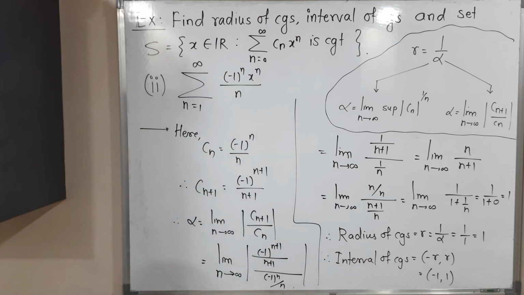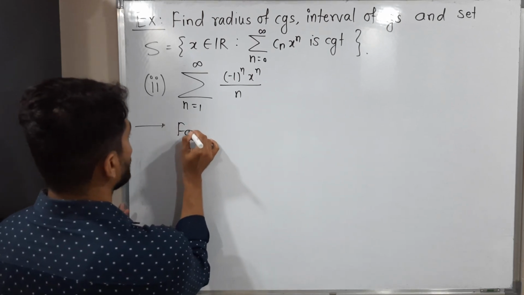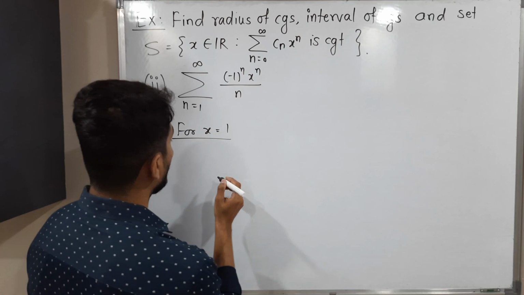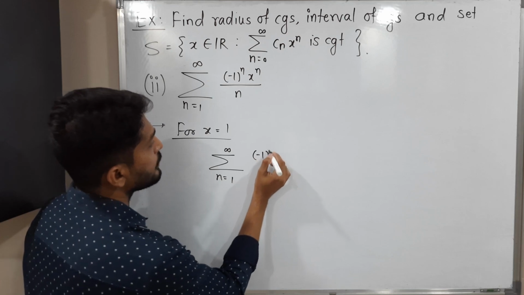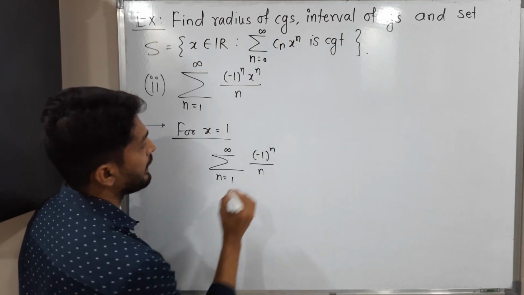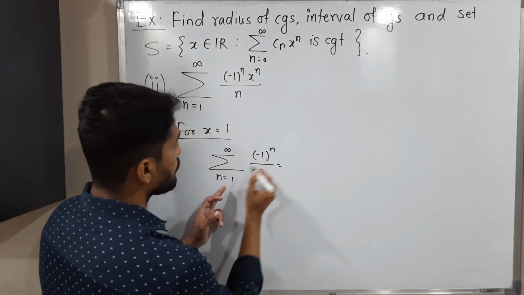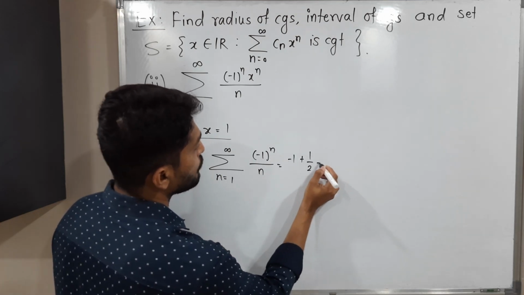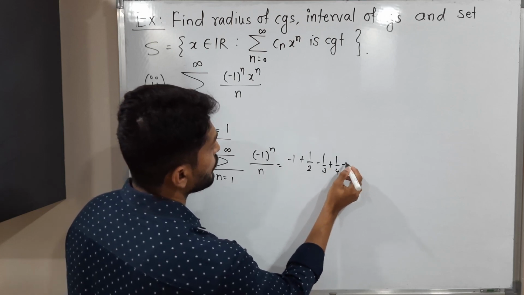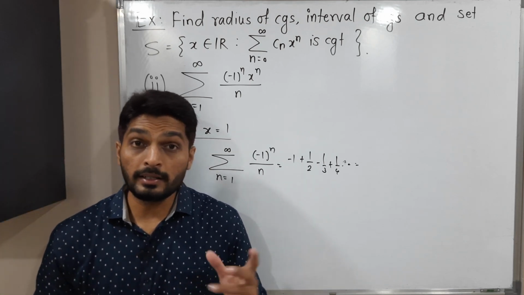Just make a screenshot of it, then I will go further. First of all I will discuss the convergence of this power series for x is equal to 1. If I put x is equal to 1, we will have the summation with n running from 1 to infinity of (-1)^n, and 1 raised to n is 1, so 1 by n. So this is the series I got. Actually it's an alternating series. Alternating series means if I put 1 here, minus 1 by 1, plus 1 by 2, minus 1 by 3, plus 1 by 4, and so on. So it has alternating minus and plus signs, and that's why we call it an alternating series.